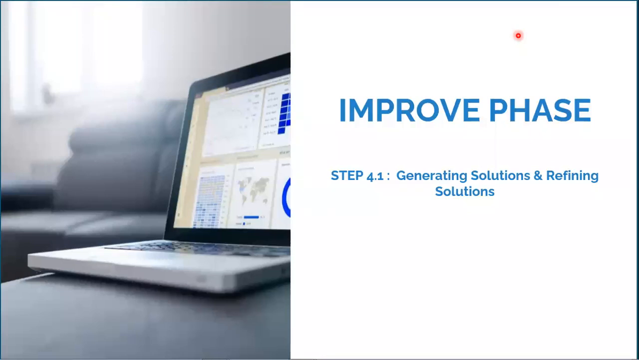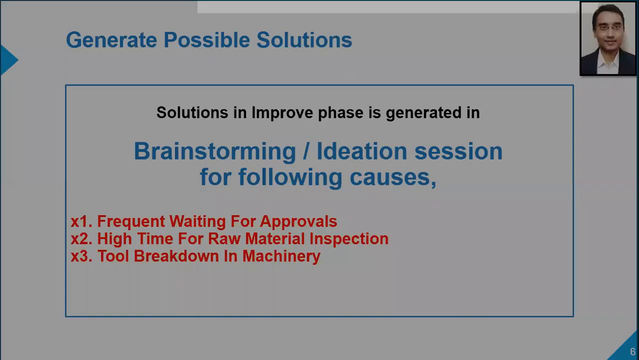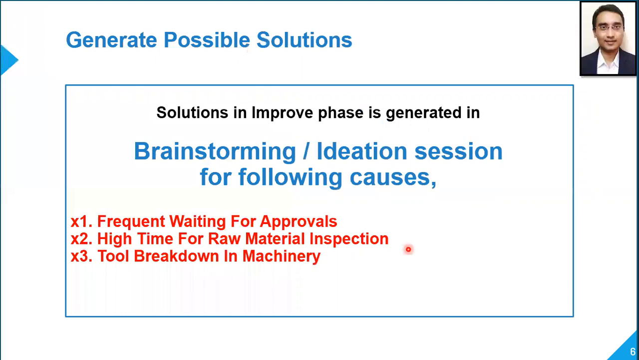Improve phase step number one, that is 4.1, generating solutions and refining solutions. Let's go to the next slide. Right, so right now we are standing with the potential causes, for that matter, statistically significant causes. Now we have to find out the solutions, probable solutions for these causes.